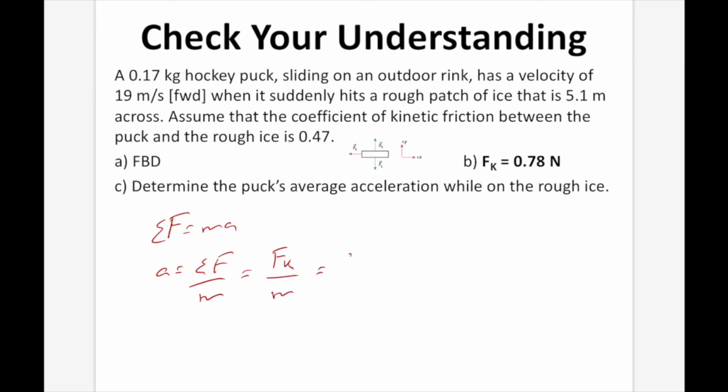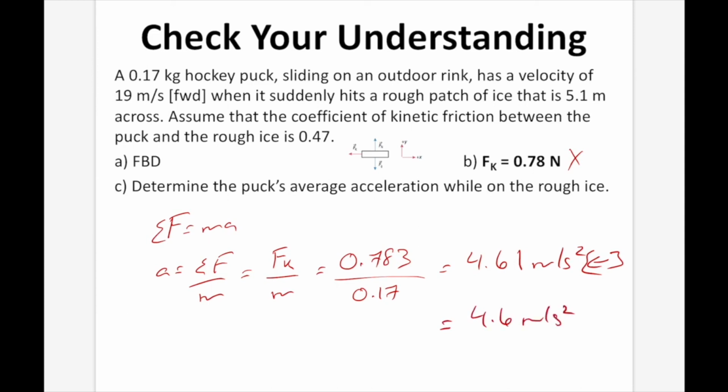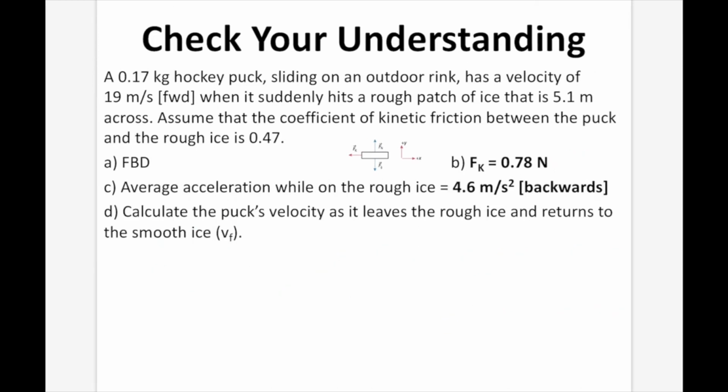Fk, we figured out, was 0.783. We need to use the entire number, so not this number here, but the entire number, and we're going to divide it by the mass, which is 0.17, and that equals 4.61 meters per second squared backwards. So we need to have 2 sig digs in our answer, so our final answer becomes 6.1 meters per second squared backwards. Now D asks, calculate the puck's velocity as it leaves the rough ice and returns to the smooth ice. So that's going to be our VF. So I'd like you to pause the video and answer this question.